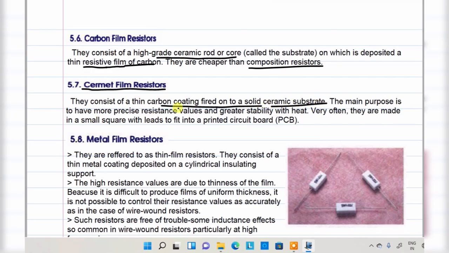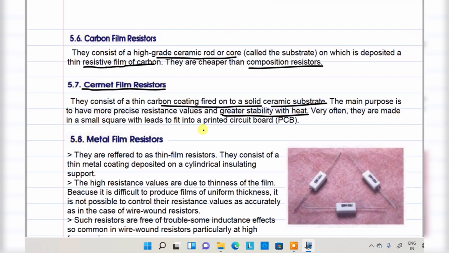The main purpose, for example, when you need a precise and accurate value of resistance, is that these ceramic resistors are useful. They have greater stability to heat. For example, when you use electronic equipment for 1 hour, 2 hours, 3 hours, 4 hours, what will happen? Heat will be generated, right? In such cases, this resistance has greater stability to heat. It does not change its resistance value even though very high heat is generated. In such cases, ceramic film resistors are used.